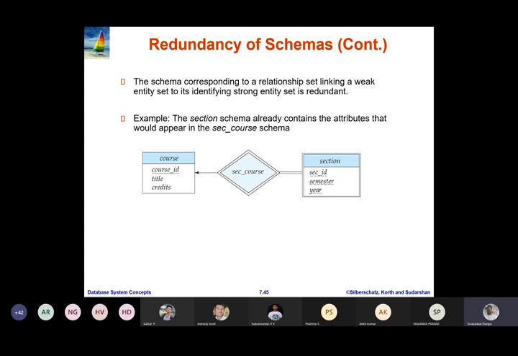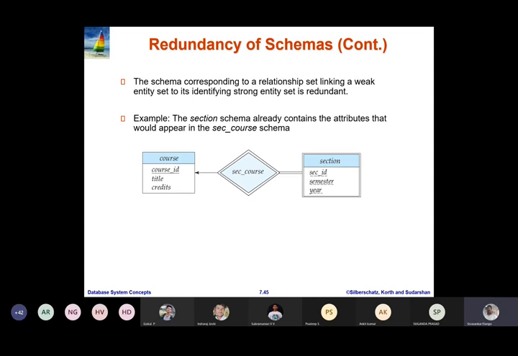The other thing that you need to note in redundancy of schema is that the schema corresponding to a relationship set linking a weak entity to the strong entity set is going to be redundant. For example, you have a weak entity set section underscore course. What are the attributes of the relationship set section underscore course? It is going to contain the attributes course ID and section ID. This is going to be redundant since we already represent the weak entity by means of course ID, section ID, semester and year. Whenever there is some redundancy, you can remove the relations.